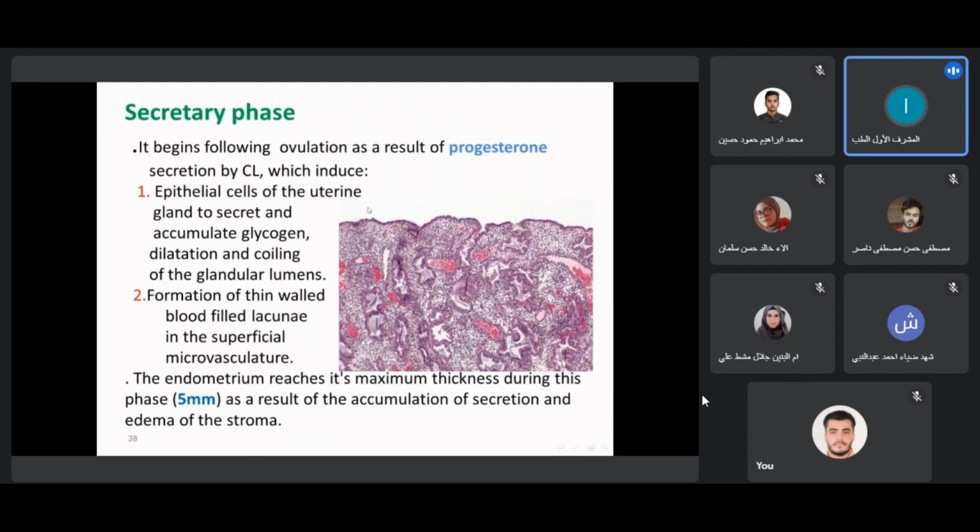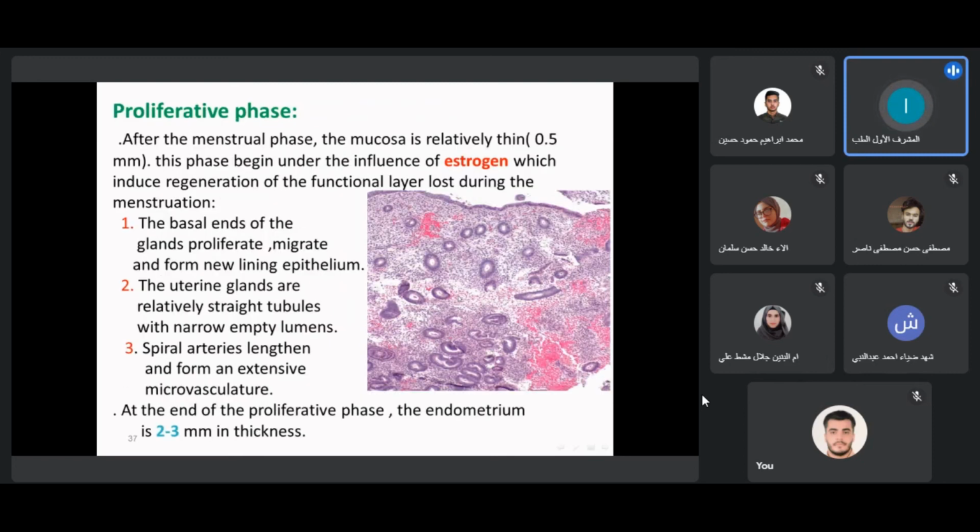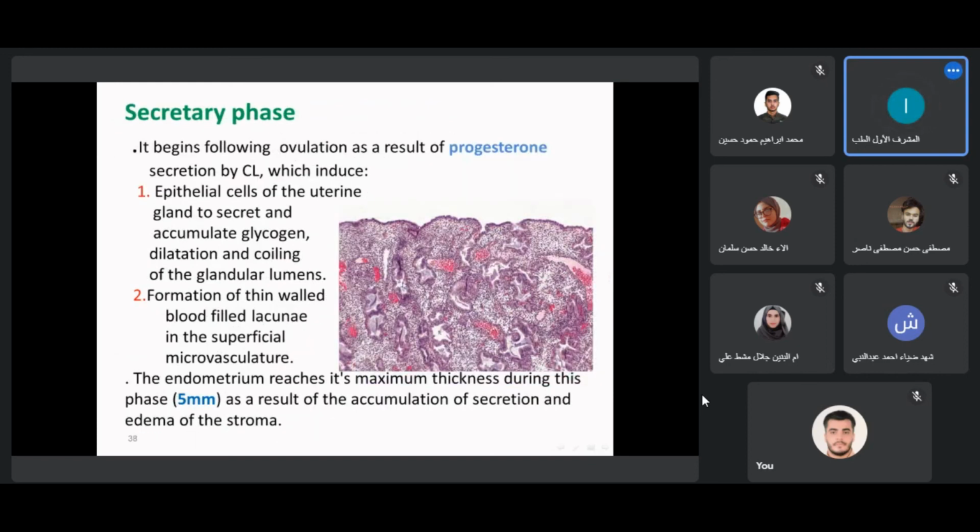The secretory phase, which begins after ovulation, coincides with the second part of the ovarian cycle, which is a period of predominant progesterone production from the corpus luteum. The epithelial cells here of the uterine glands begin to secrete and accumulate glycogen. Here we see uterine glands are dilated and have infoldings or coiling in the glandular lumen with abundant glandular secretions. Going back here we see them straight, small, and lacking secretions, while in the secretory phase they are enlarged, dilated, and filled with secretions.